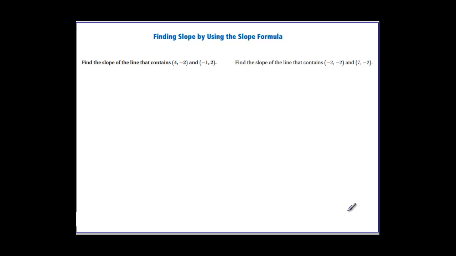Okay, so let's take a look at this in terms of finding the slope of a line that contains the points (4, -2) and (-1, 2). So we look at this in terms of what we had talked about. That's going to be our x1, and here is our x2. And then we'll use a different color here and identify our y1 and our y2.